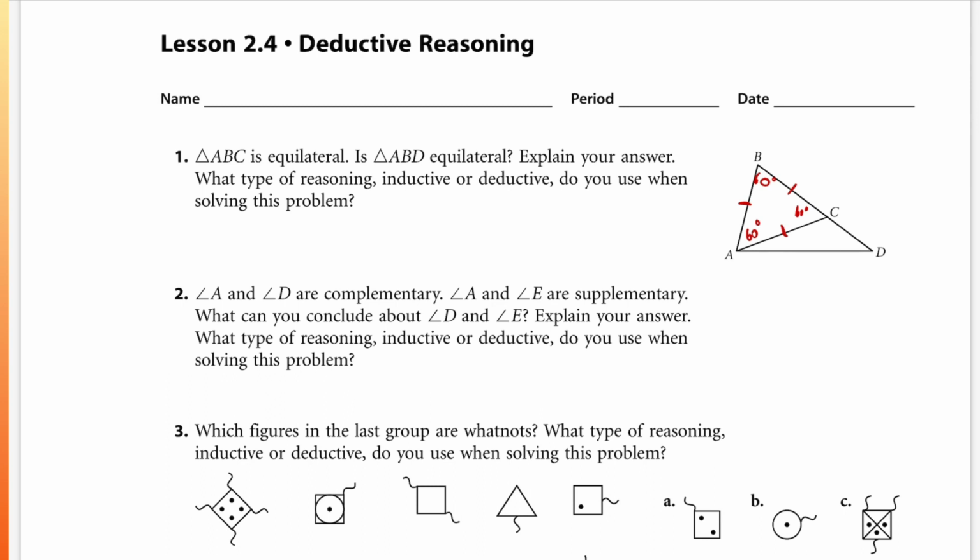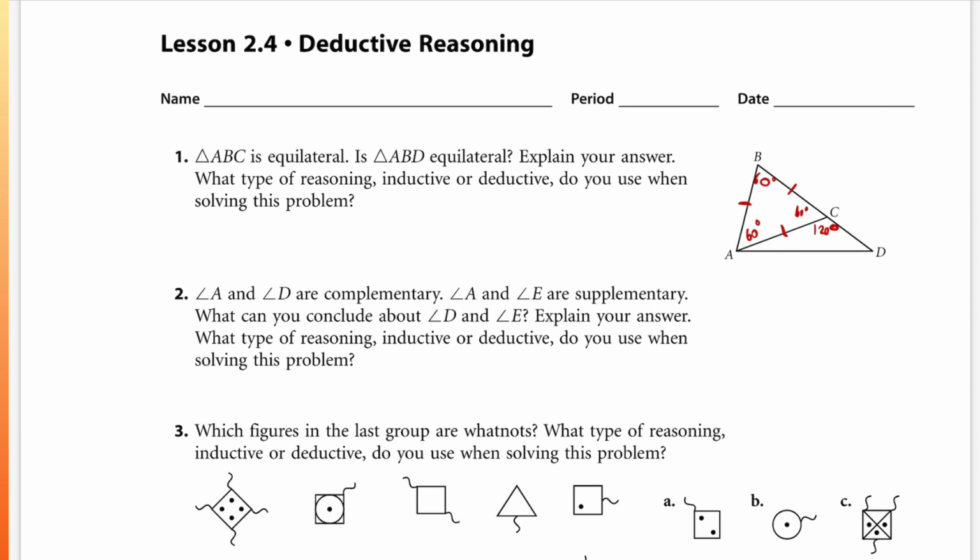All right, what about ABD? ABD is the bigger triangle. Is that one equilateral? Let's find out. Well, this is 60. This is a supplementary angle, a straight angle. So if that's 60, this has to be 120, because those two angles have to add up to 180. 120 plus 60 is 180. But we can't really say much about these two angles.